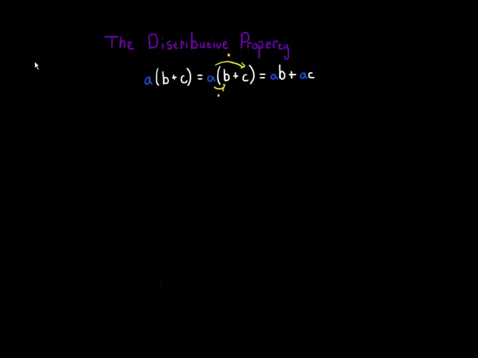The distributive property states that A times (B plus C) is equivalent to A times B plus A times C. Here's a numerical example. Instead of the letter A, we use the number 3. 3 times (B plus C) is equal to 3 times B plus 3 times C.